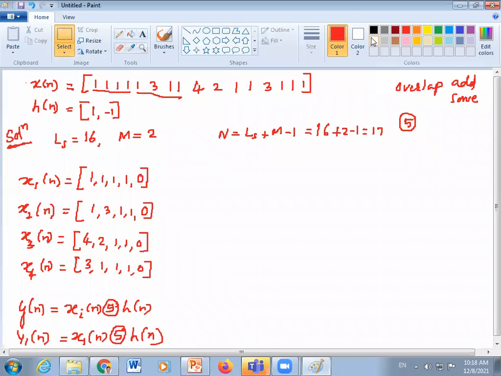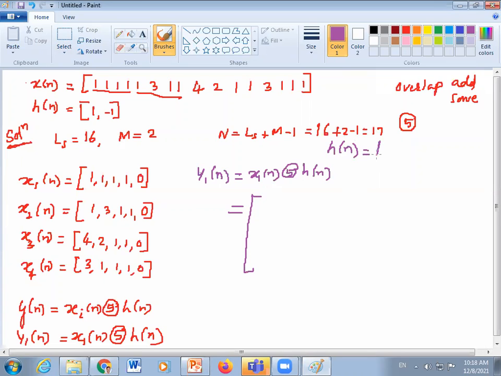No, sir. Now let us move to calculate the value of y1 of n. So how do we calculate? Who will tell me? How do we calculate y1 of n? y1 of n is equal to x1 of n with 5-point circular convolution h of n. I suggested you write a matrix. So now, what will be the value of h of n? What will be the h of n sequence? Anybody?